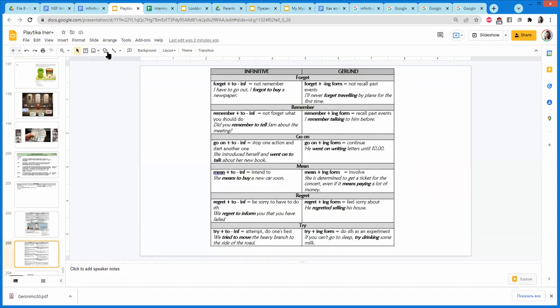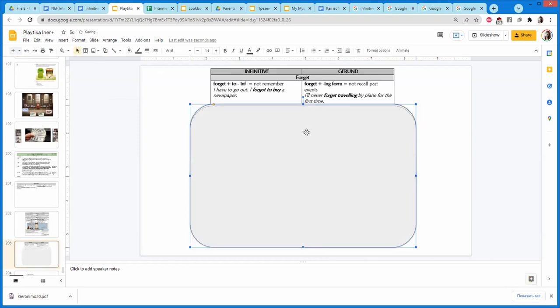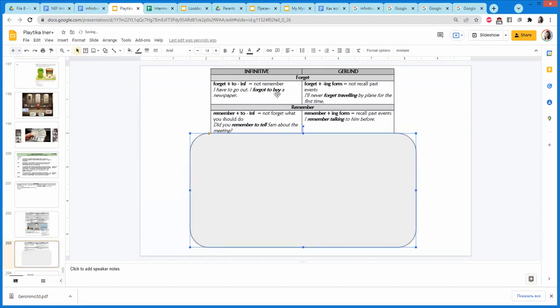Let me maybe cover the rest so that it's easier for you to look at them. So we already studied the remember thing, right? Forget is the same as remember, just with the opposite meaning. Because remember is the same as not forget, and forget is not the same as not remember. Yeah, I have to go out. I forgot to buy a newspaper. So I forgot to do what? To buy. If you forget doing something, you forget the process. You forget about this past event.